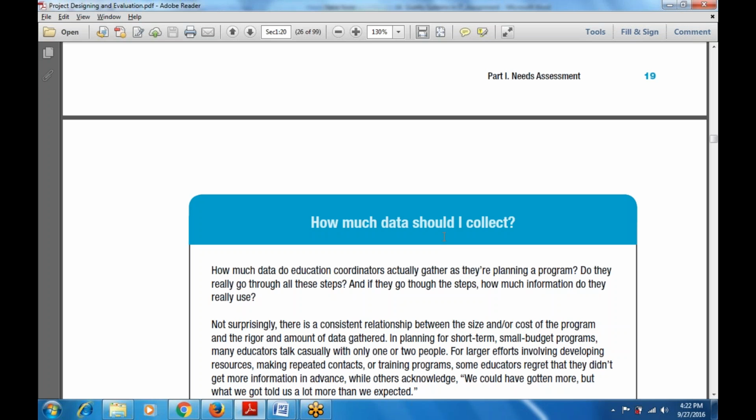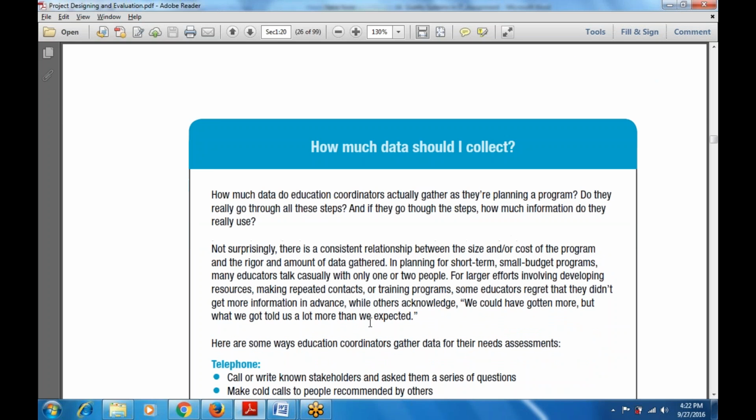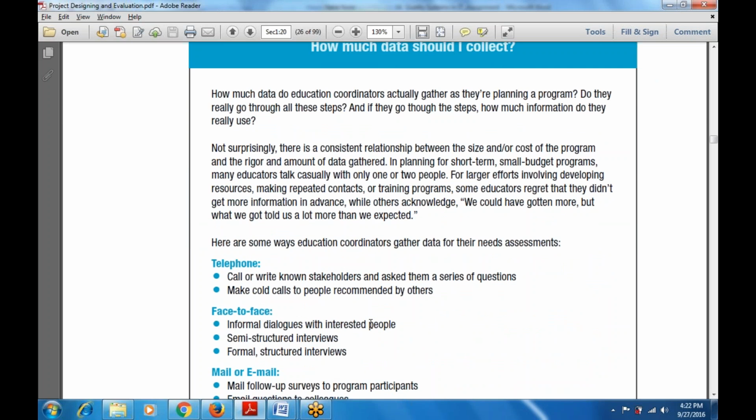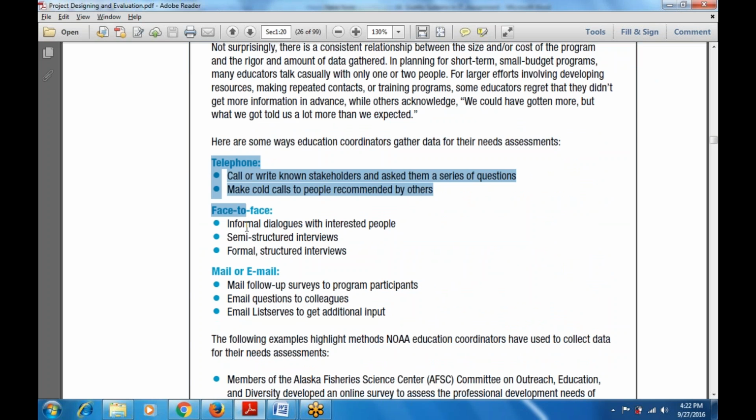In planning for short-term, small-budget programs, many educators also use a limited approach. Now let's see the various ways by which we can gather data for the needs assessment. These are the various tools by which we can gather the data.